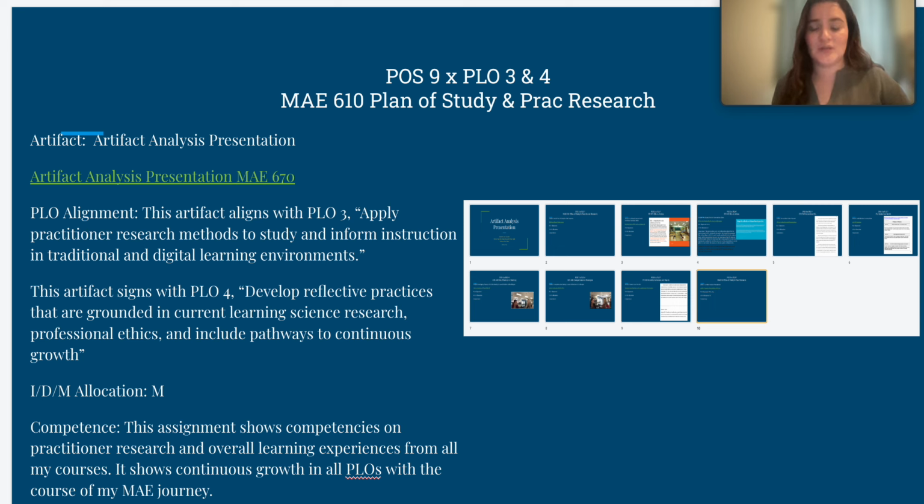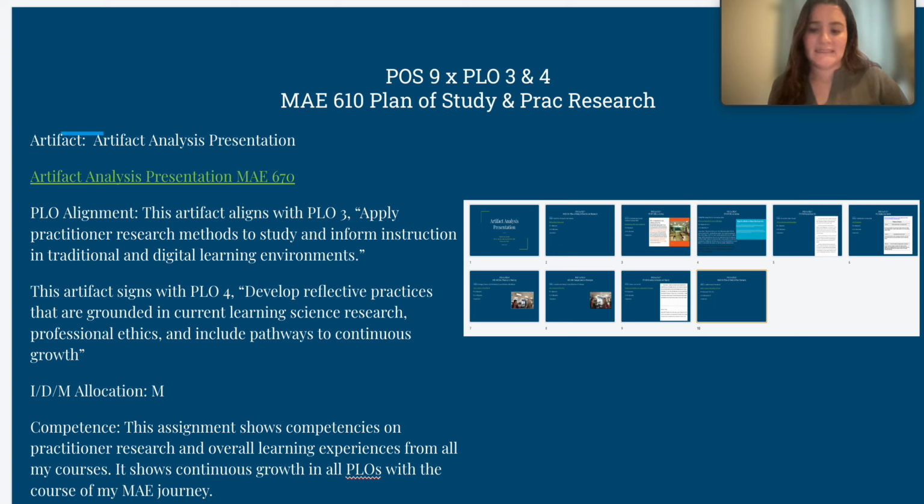This artifact also aligned with PLO 4, which is develop reflective practices that are grounded in current learning science research, professional ethics, and include pathways to continuous growth. The allocation was M for mastered. And for the competence, this assignment shows the competencies on practitioner research and overall learning experiences for all of my courses. It shows continuous growth in all PLOs over the course of my MAE journey.